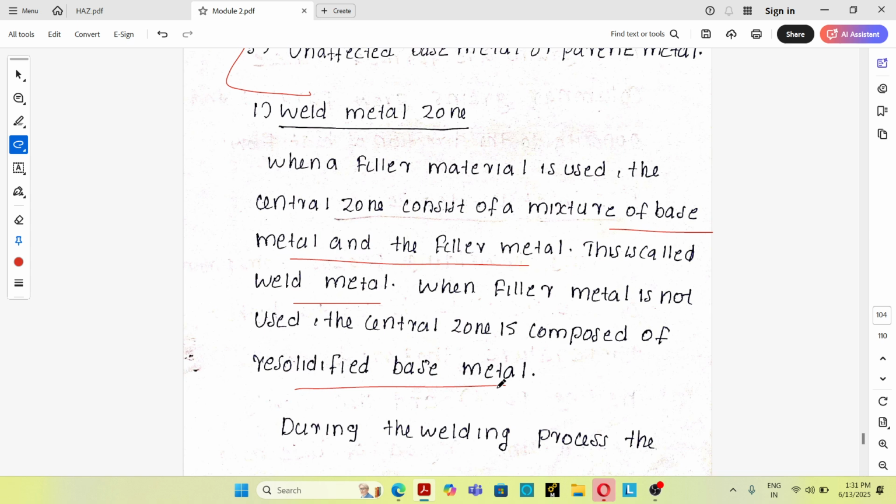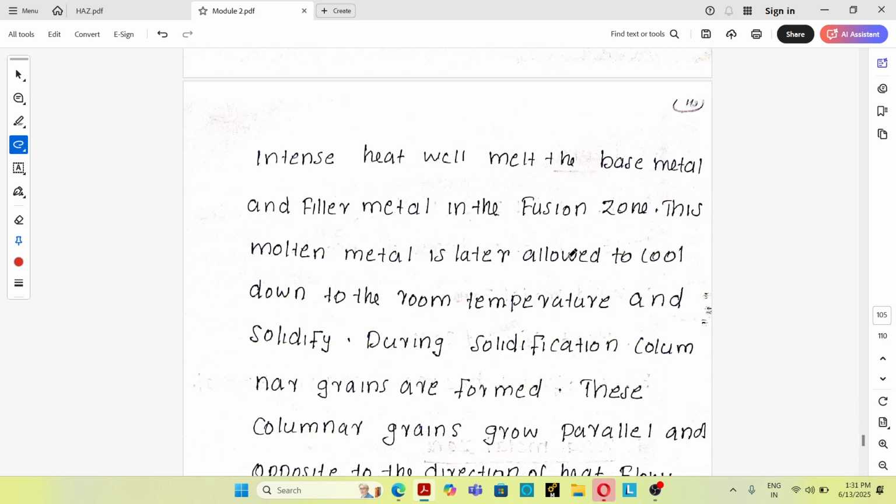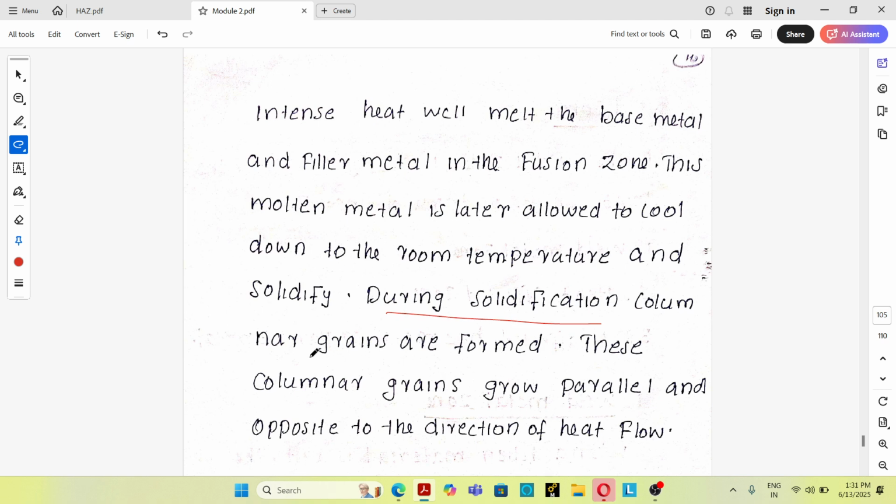If the filler metal is not used, the central zone consists only of molten weld metal, that is molten base metal. If filler metal is used, the central zone or fusion zone consists of molten filler metal and molten base metal. During the welding process, the intense heat will melt the base metal and filler metal in the fusion zone. This molten metal is later allowed to cool down to room temperature and solidify. During solidification, columnar grains are formed. These columnar grains grow parallel and opposite to the direction of heat flow.